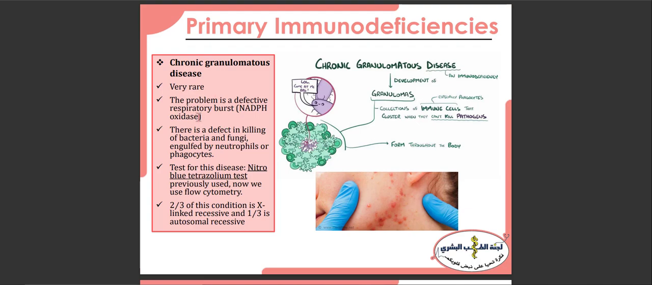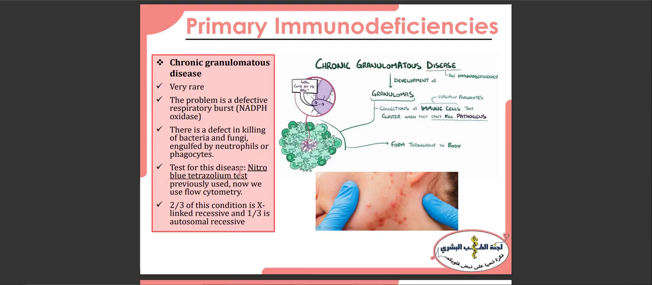كيف إحنا ممكن نشخص مريض chronic granulomatous disease? Previously they used to do nitroblue tetrazoline test. بيجيبوا عينة دم المريض وبيحطوا عليها nitroblue tetrazoline material أو solution. فإذا الوايت سيلز ما صارت بلو اللي هو نفس اللون المحلول بيكون عنده chronic granulomatous disease.